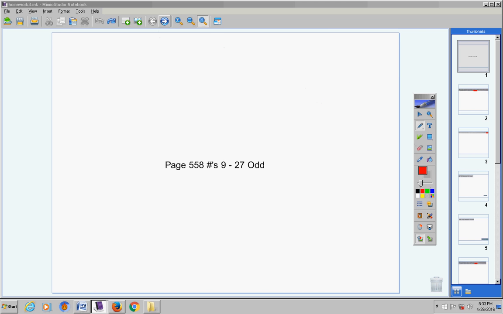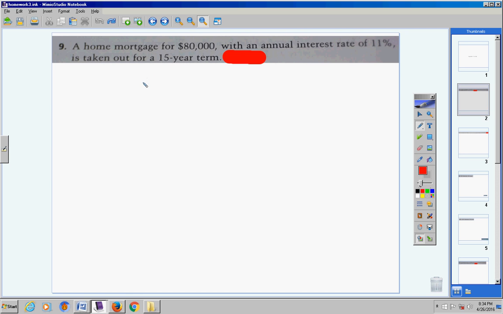Here we go. For numbers 9 and 11, the directions say to find the monthly payment. So here's your model, or the formula we're going to use. Your monthly payment equals the principal, which is $80,000. That's how much you borrowed.